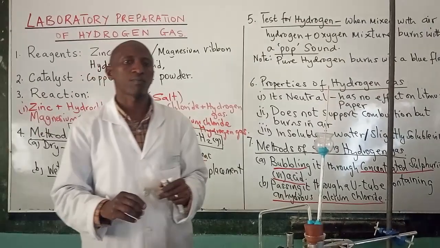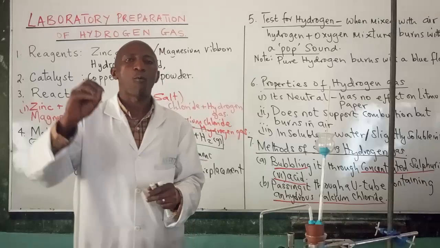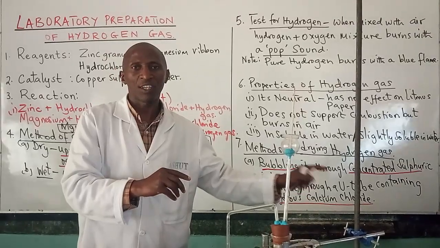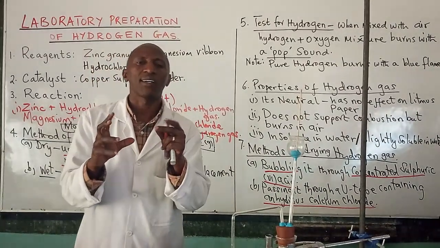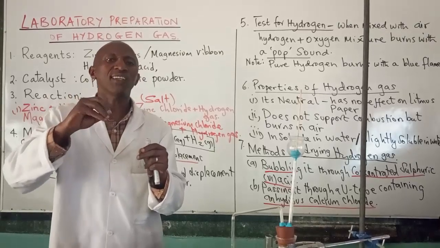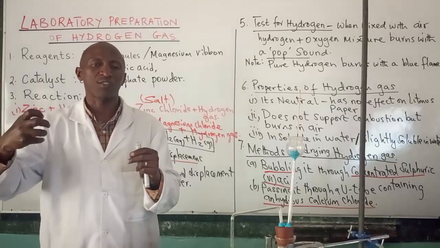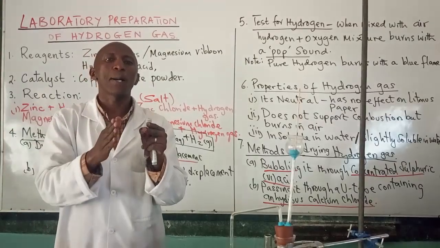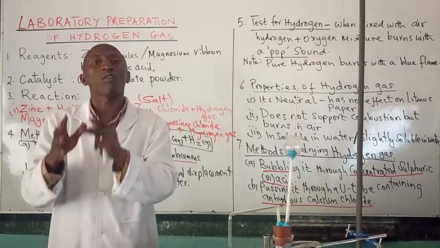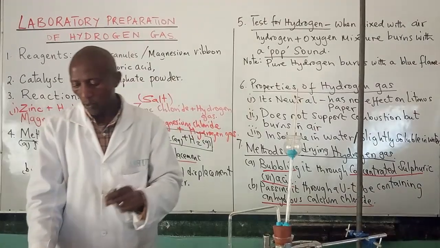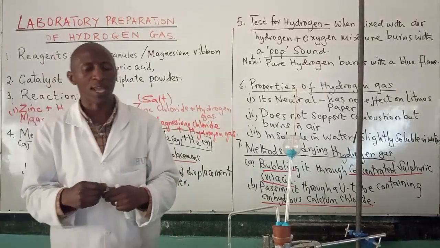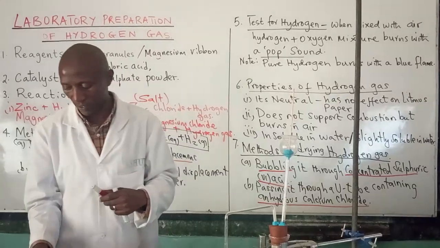What is reduction? Reduction is where one element is able to remove oxygen from another element. So when hydrogen is passed over some heated copper oxide, the oxygen in the copper oxide is removed by hydrogen, leaving copper metal, and the hydrogen has been oxidized as hydrogen oxide, which is called water. Two, we also use hydrogen in large-scale preparation of ammonia in a process called Haber process.